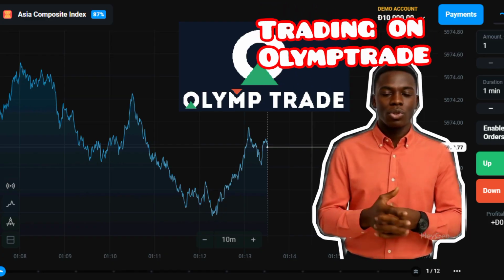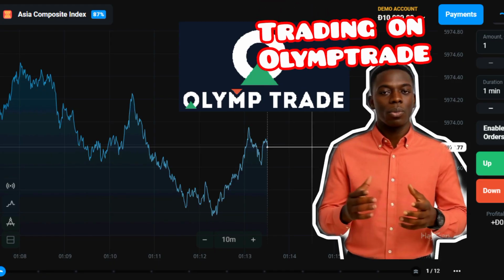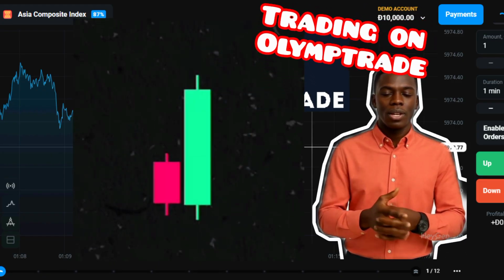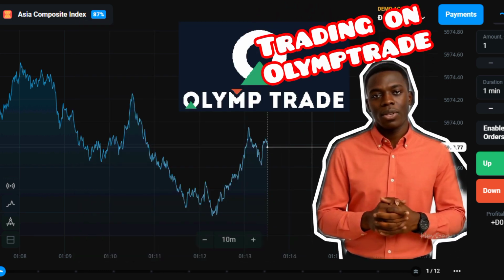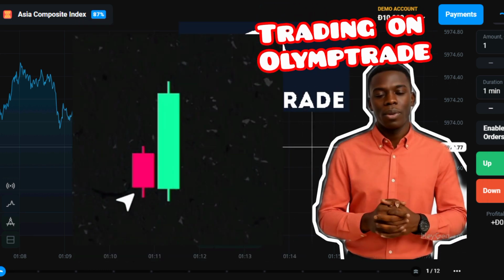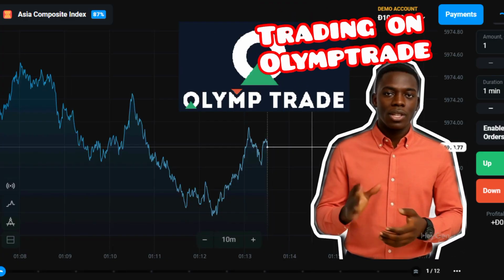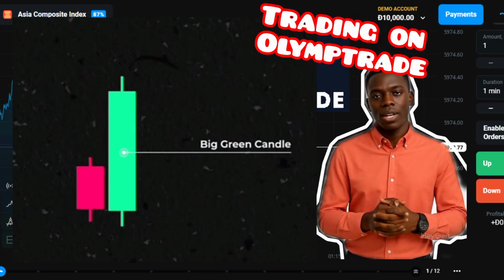The three patterns covered up to this point are single candle patterns, and we will move to intermediate patterns that consist of two candles. Number four, bullish engulfing bar. A bullish engulfing bar is a two candle pattern where a green candle completely engulfs a red candle. This means we first see a red candle before the green candle. Then the next candle is a big green candle that completely engulfs the red candle.